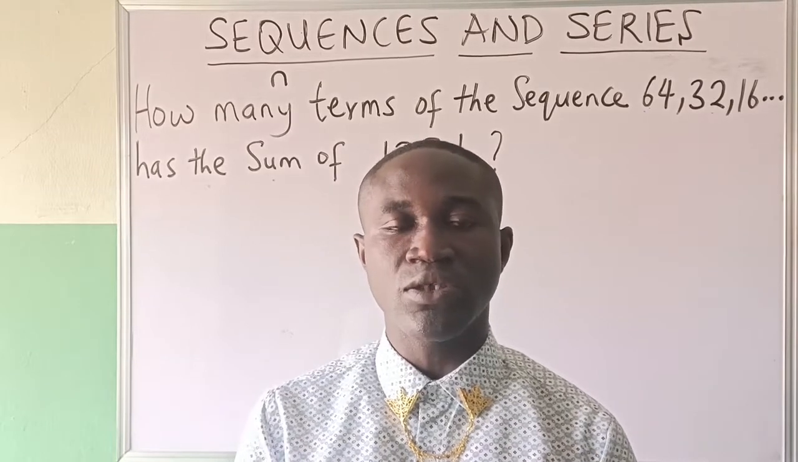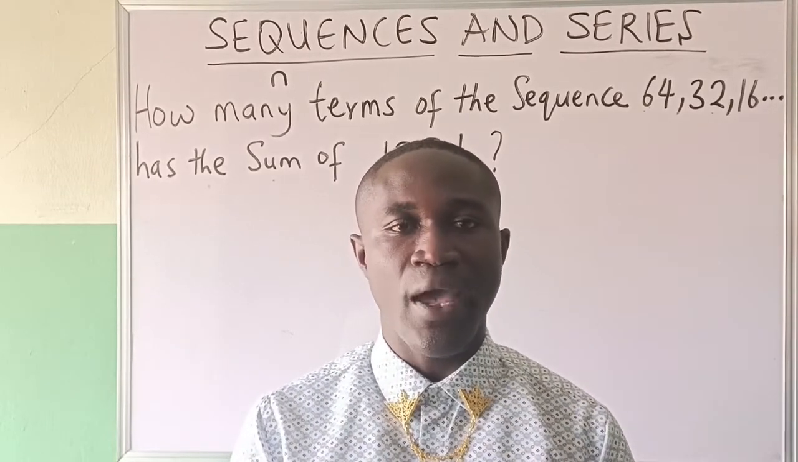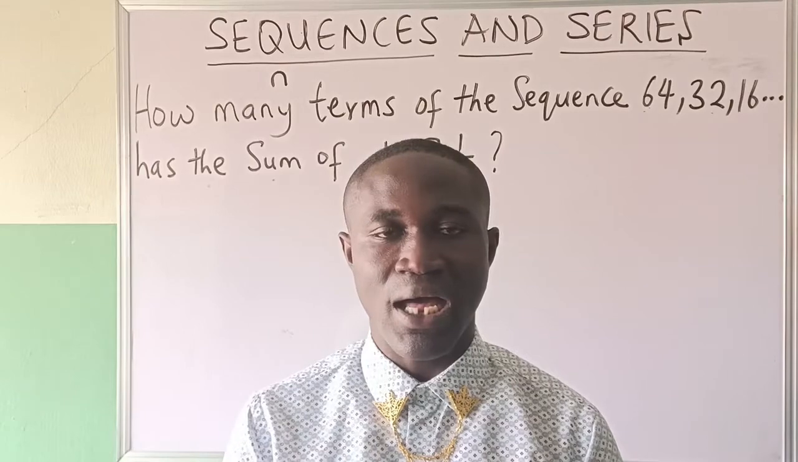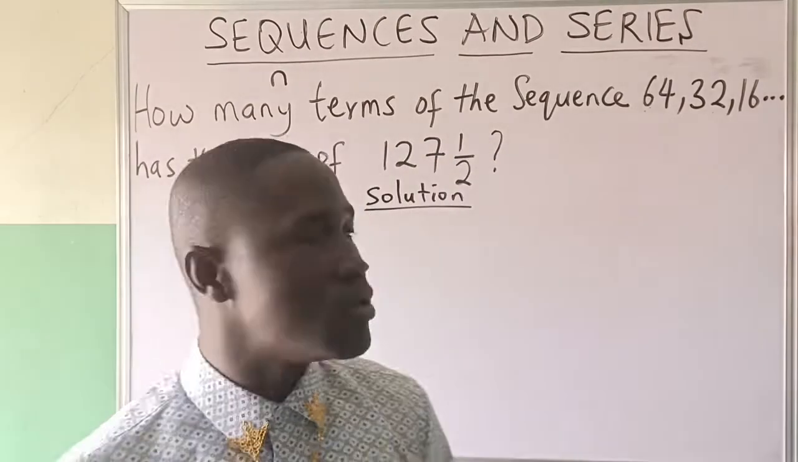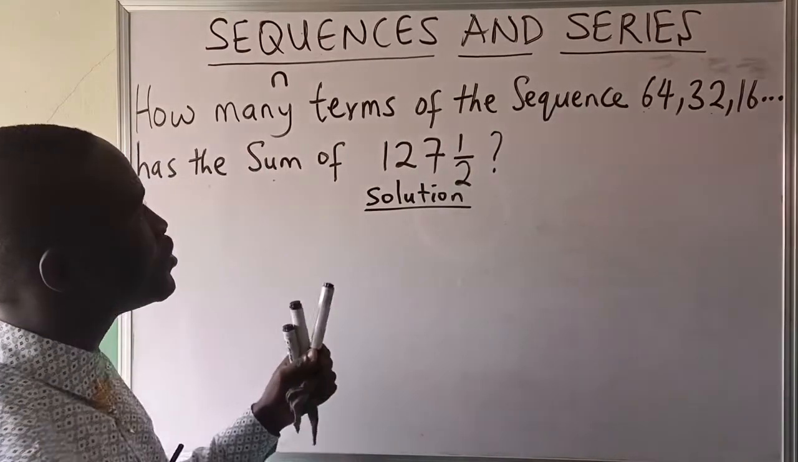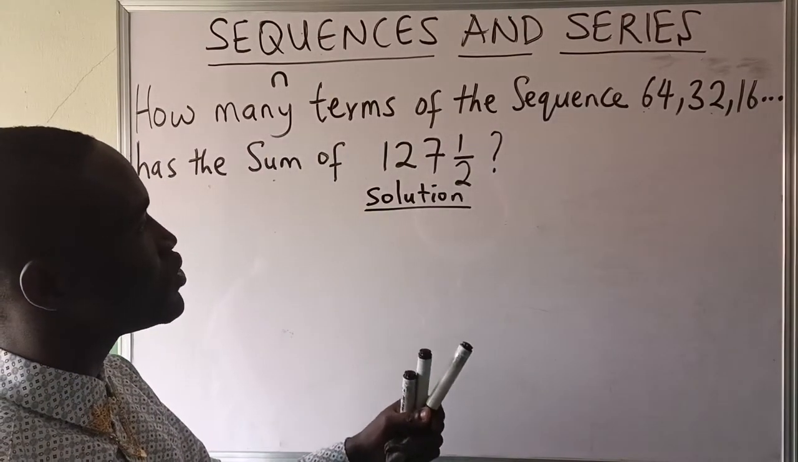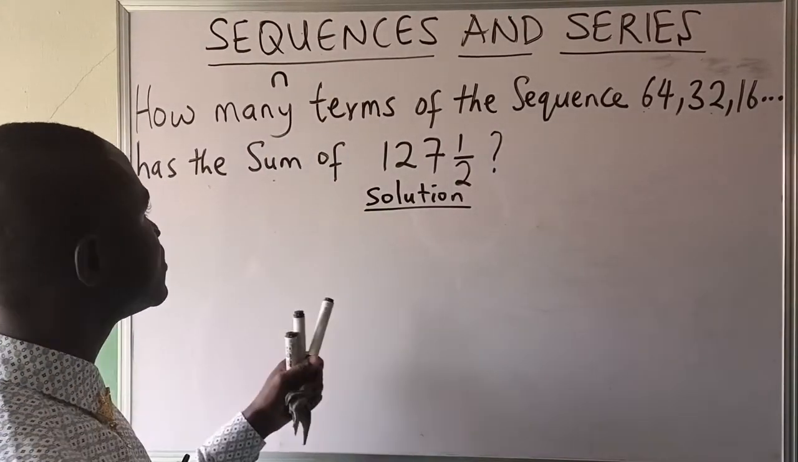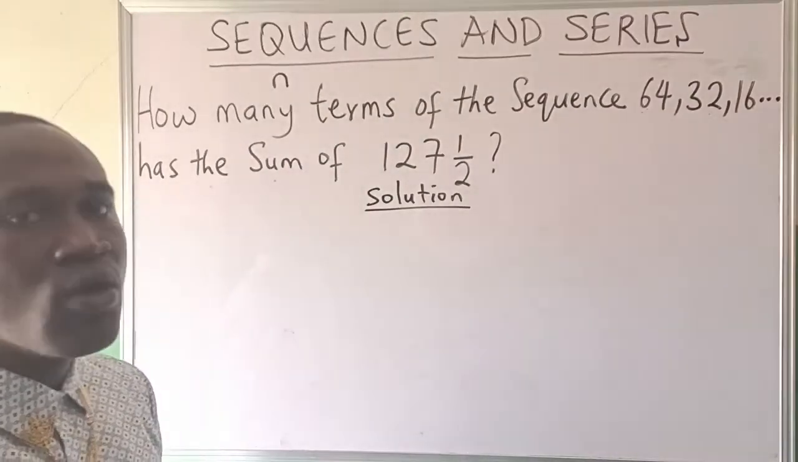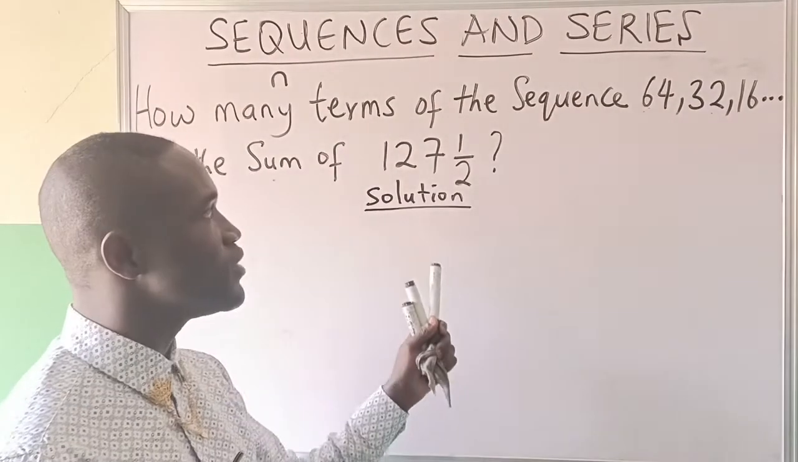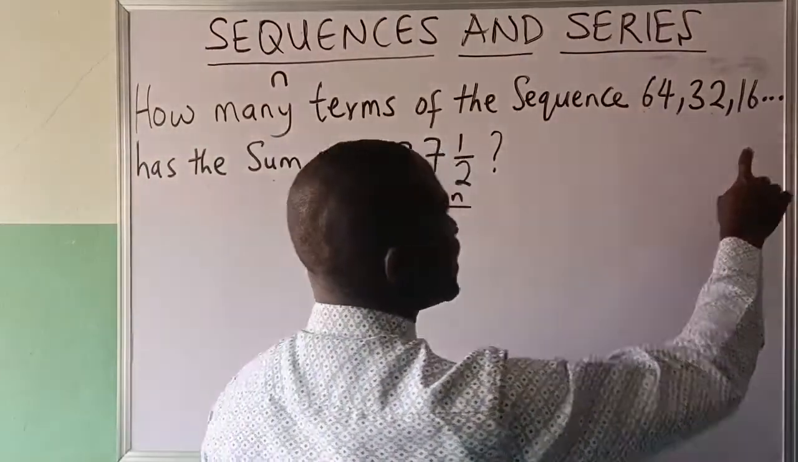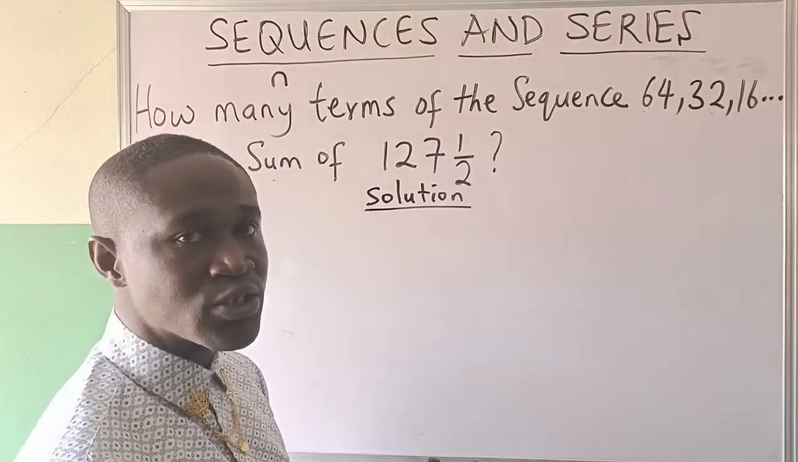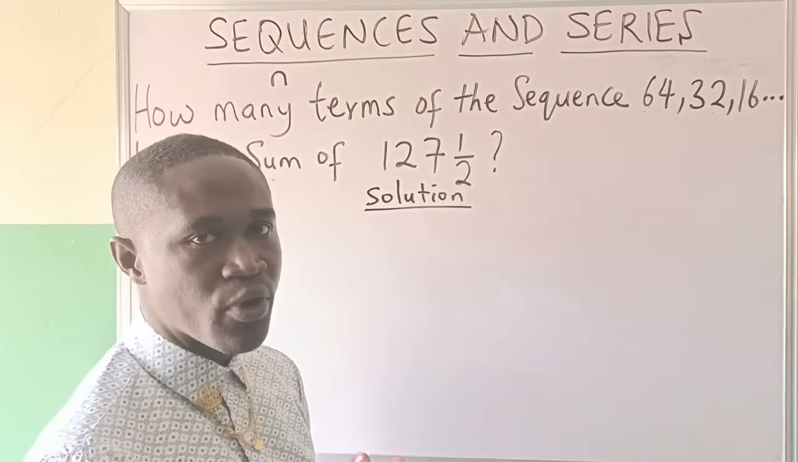Today we'll be discussing one of the problems we have on sequences and series, and that is the problem we have on the board. How many terms of the sequence 64, 32, 16 has the sum of this? Before you solve this type of question, please first of all know whether this sequence is in arithmetic progression or in geometric progression.